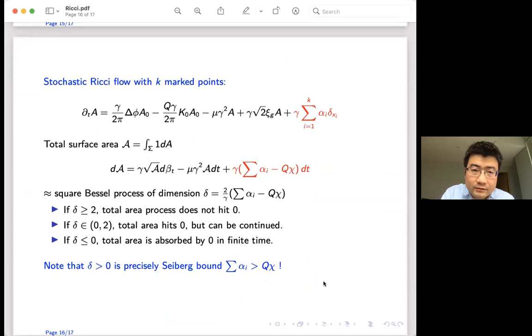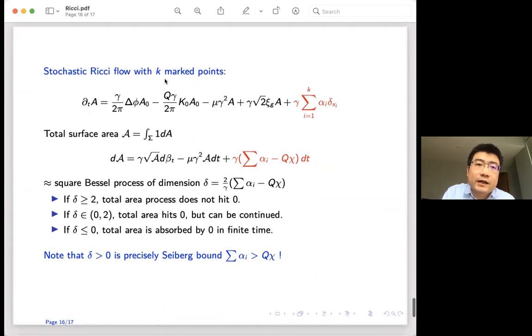We can also generalize to the situation with marked points, where the equation for the area form is the same thing, but now plus these Dirac distributions, where the x are the marked points and the alpha are the weights. A very interesting thing is if you look at the total area with these marked points, then the total area satisfies the following SDE. Again, you have a square root of total area dB, and then the total area with a new drift, which depends on the weights of the marked points, the Q, and the Euler characteristic. So this is now the squared Bessel process of dimension being this number.